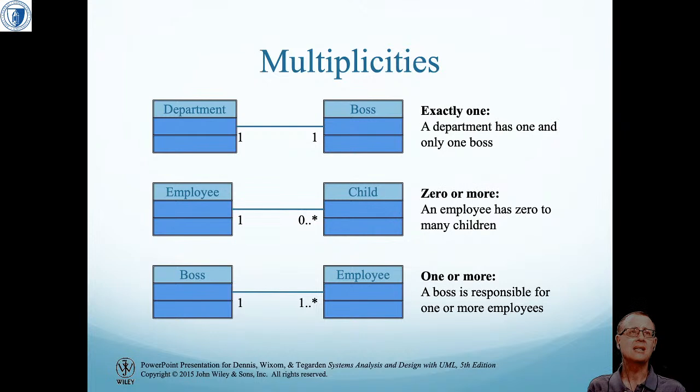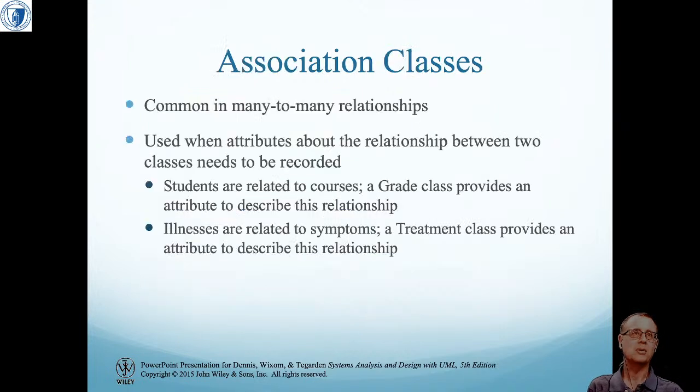Right, so here's an example of multiplicity. Each department has only one boss, and each boss is only boss of one department. Is an employee, and that employee has 0 to many children, and a boss has 1 to many employees, but an employee has, within this organization, only one boss.